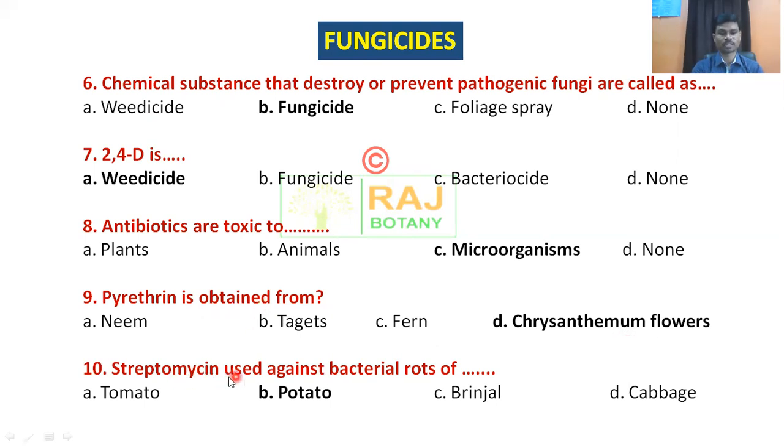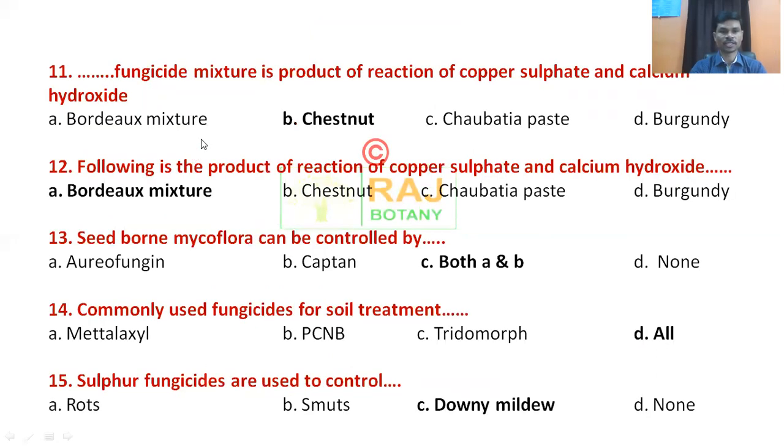The next, streptomycin. It is an antibiotic which is used against bacterial rots, the bacteria which cause rot to the potato. To kill or to control that bacteria, the streptomycin antibiotic is used. The next, the fungicide mixture is the product of the reaction of copper sulfate and calcium hydroxide. Therefore, B option is correct.